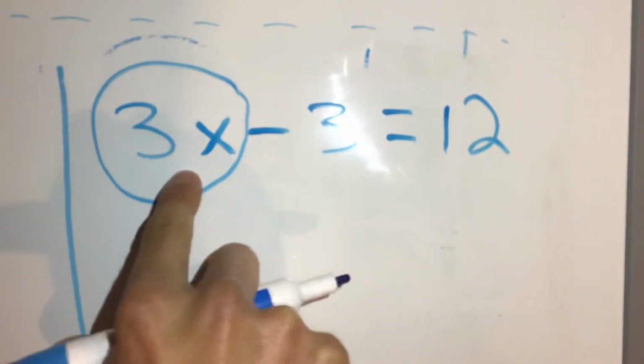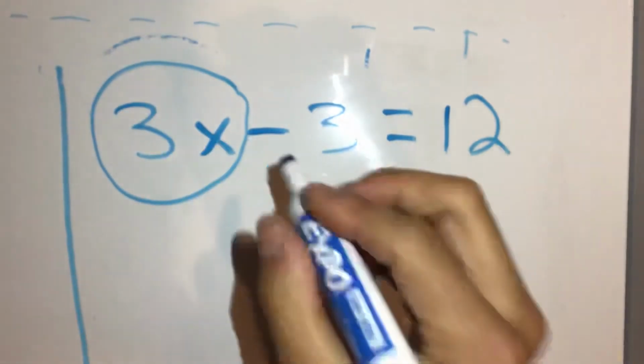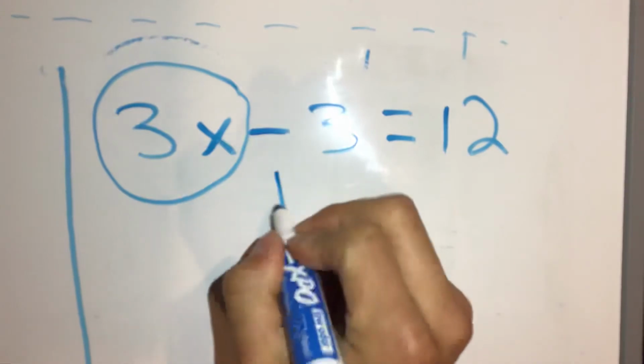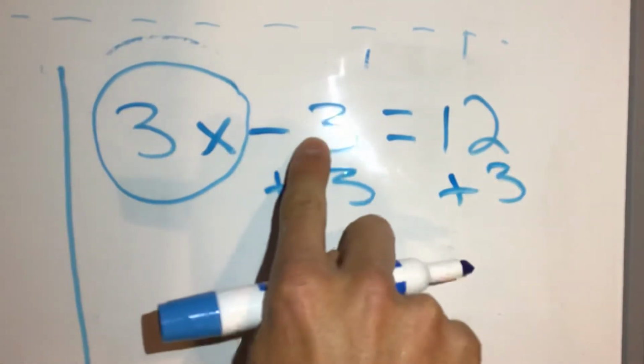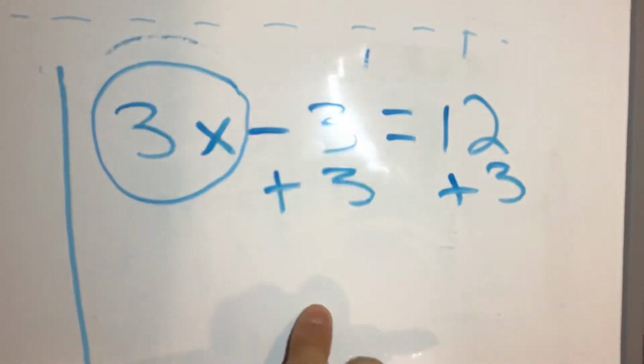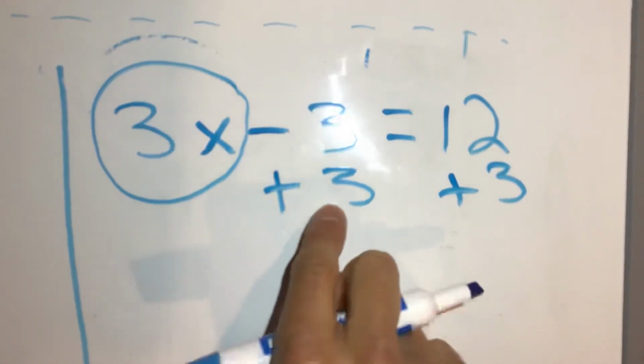These are the dogs playing here. We want to get rid of their other friends. They want to play by themselves. So let us add 3 to both sides to get rid of this 3 here. Because, as you guys have learned, the opposite of a minus 3 is add 3. So add 3 to both sides.